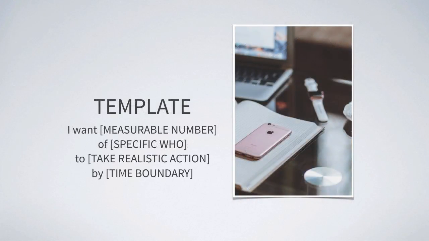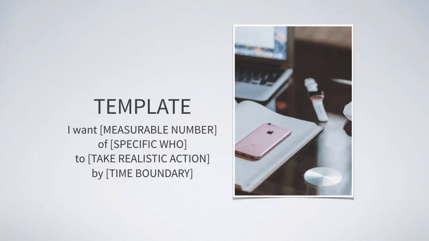So I've got this written up in a template, and you can write this down. You can write down, I want a measurable number. Okay, so 100, 25%, you name it. I want a measurable number of specific who to take realistic action. Okay, so this might be sign up for a newsletter, purchase a product, fill out a form, do something by a time boundary.